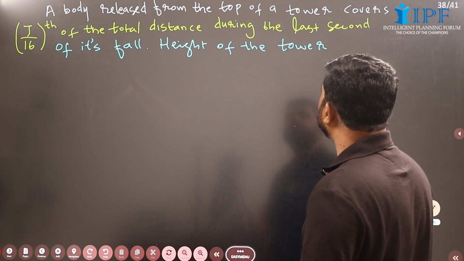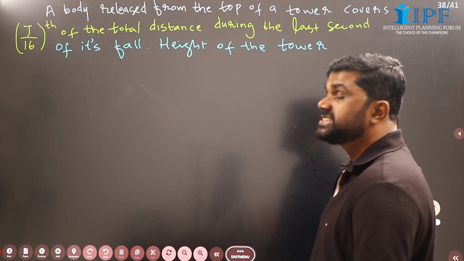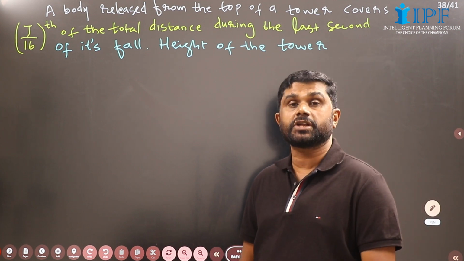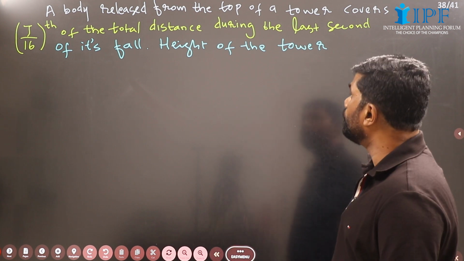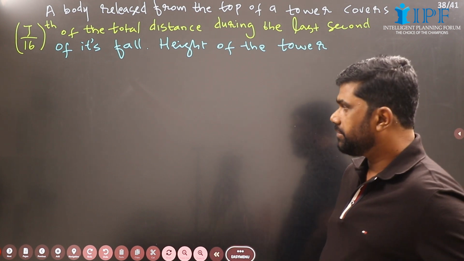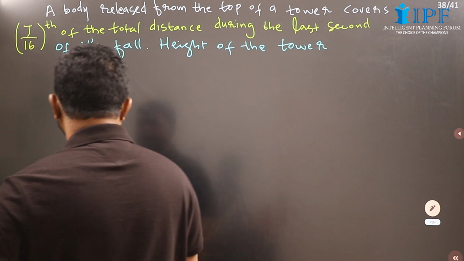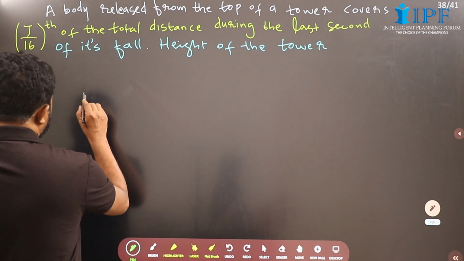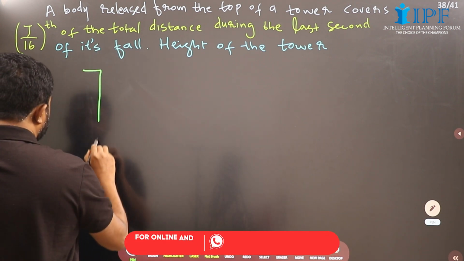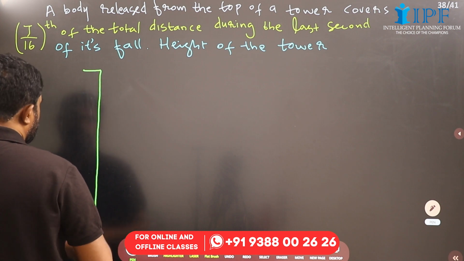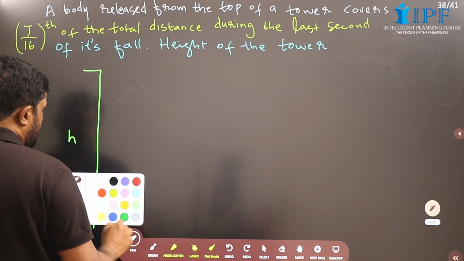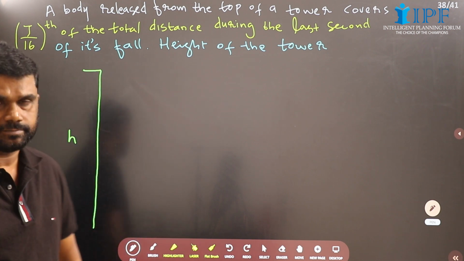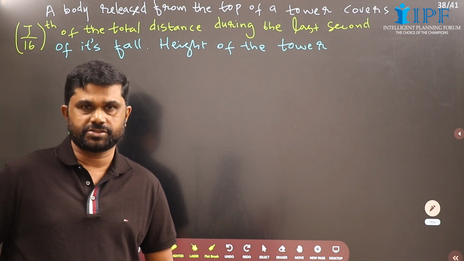A body released from the top of a tower covers 7/16 of the total height during the last second of its fall. Now then, what is the height of the tower? That we have to find out. Okay, a body is released from the top of a tower of height h, suppose it reaches the ground after n seconds.